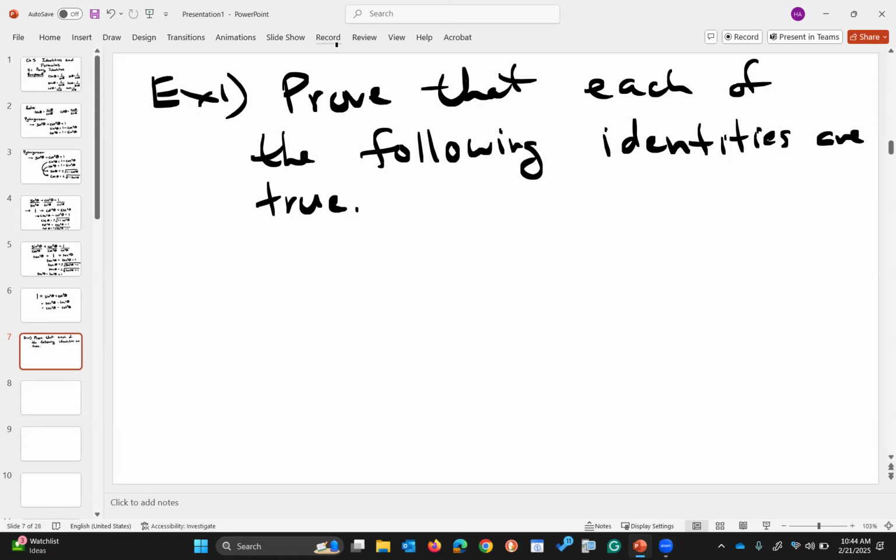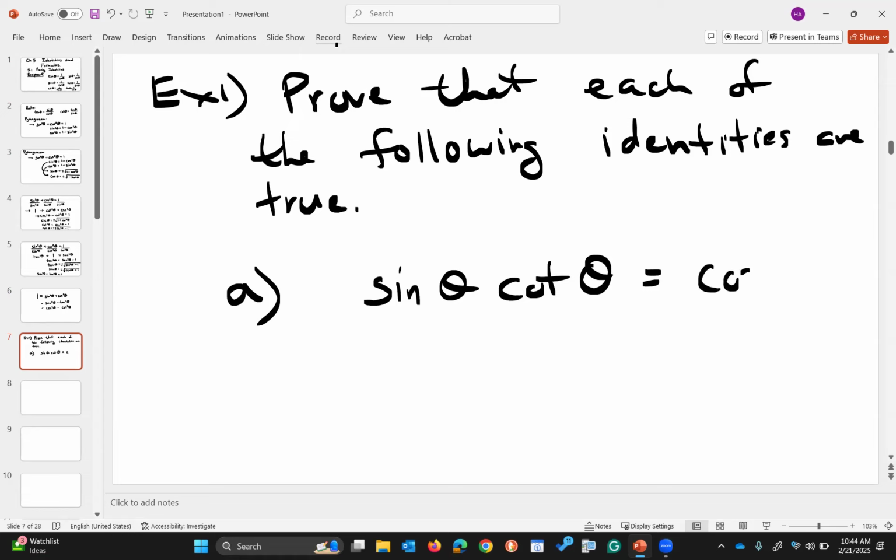Start off easy. Here's a rule of thumb: if you can, just change everything into sines and cosines and see if things work out nicely. So this is a crazy thing here. Notice what it's saying is that is also an identity. We don't use this identity much, therefore it's more like an exercise problem. But technically, sine times cotangent is equal to cosine as well.